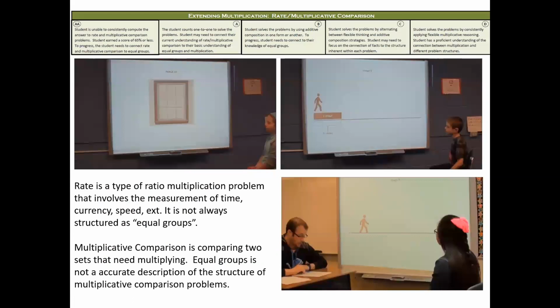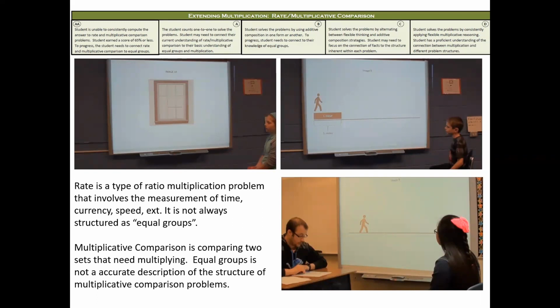Okay, extending multiplication: rate and multiplicative comparison. These are just a different type of multiplication problem. All the problems they've dealt with up till now all involve the equal groups type format. And rate is a type of ratio multiplication problem that involves the measurement of time, currency, speed, etc. So it's not always structured as equal groups. And multiplicative comparison is comparing 2 sets that need multiplying. Equal groups is not an accurate description of the structure of multiplicative comparison either. So it's just seeing if they can apply multiplication principles to a different type of problem that doesn't involve equal groups.